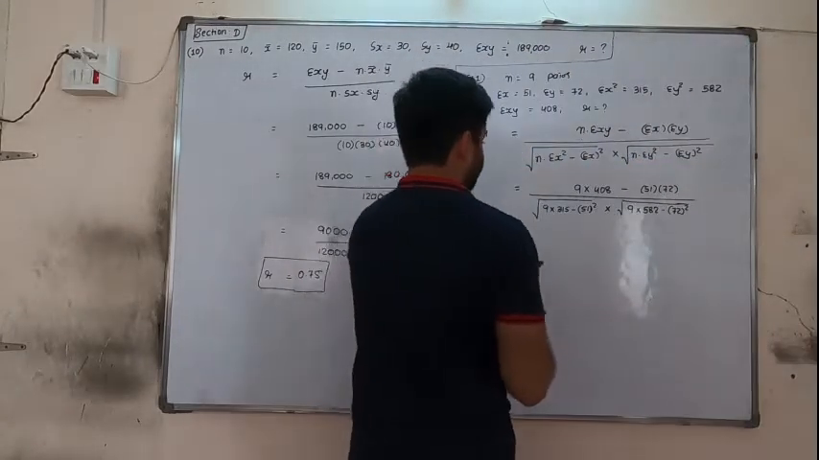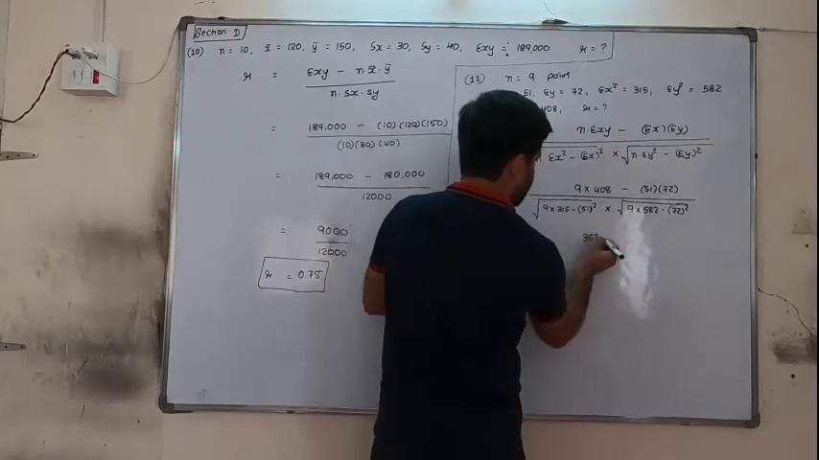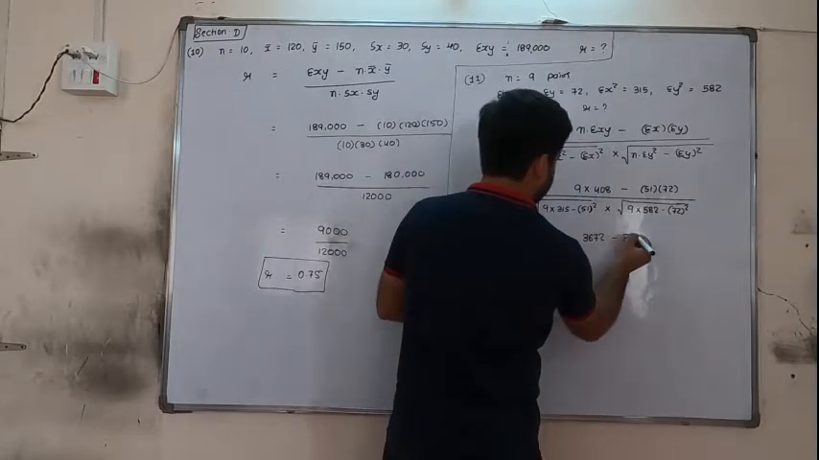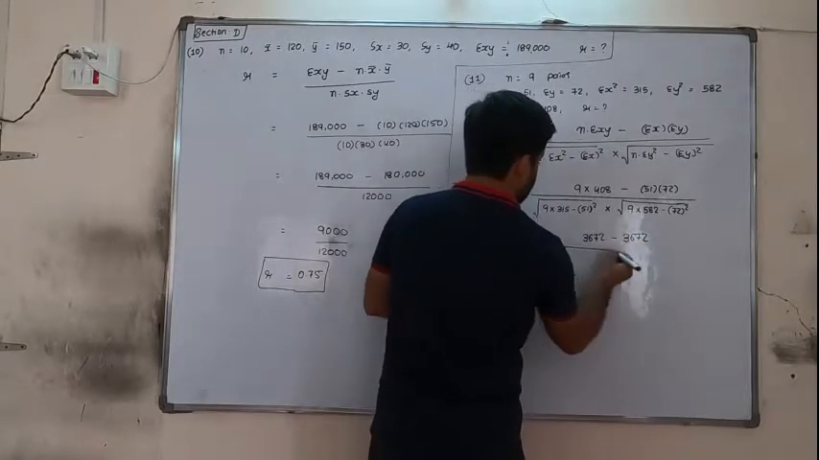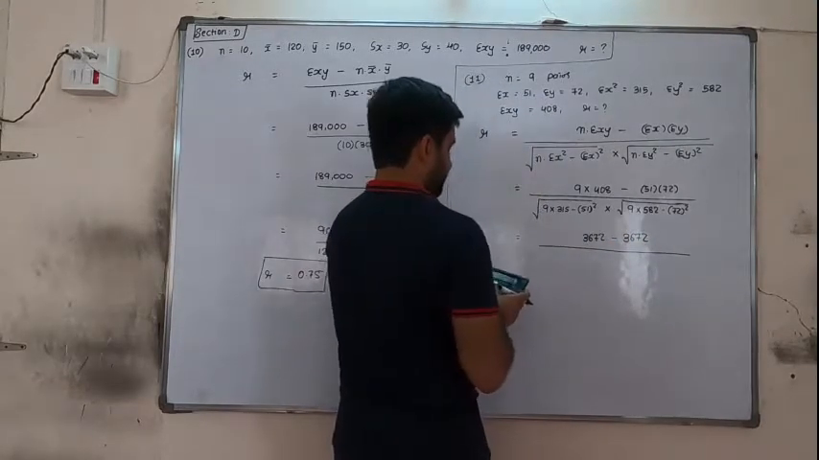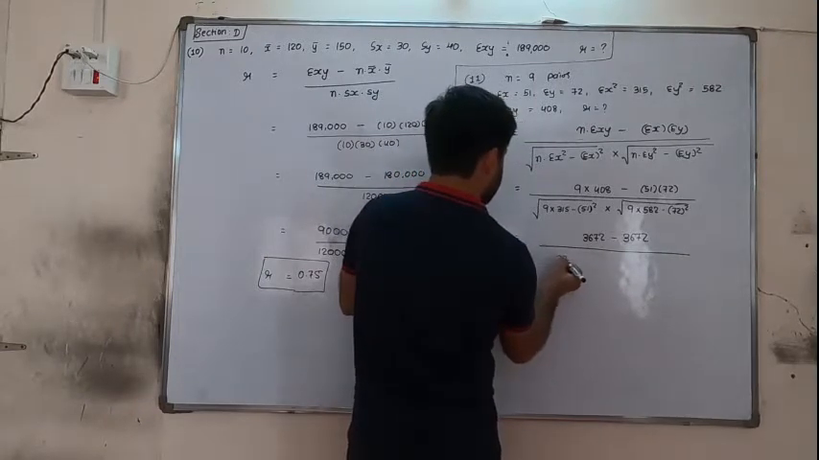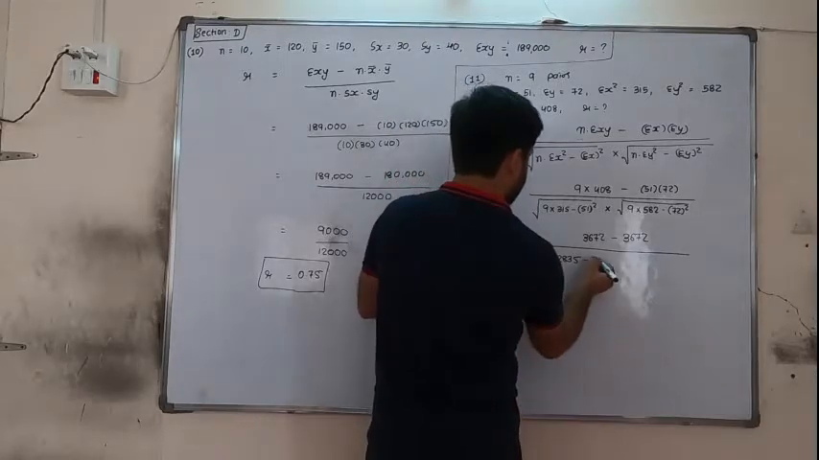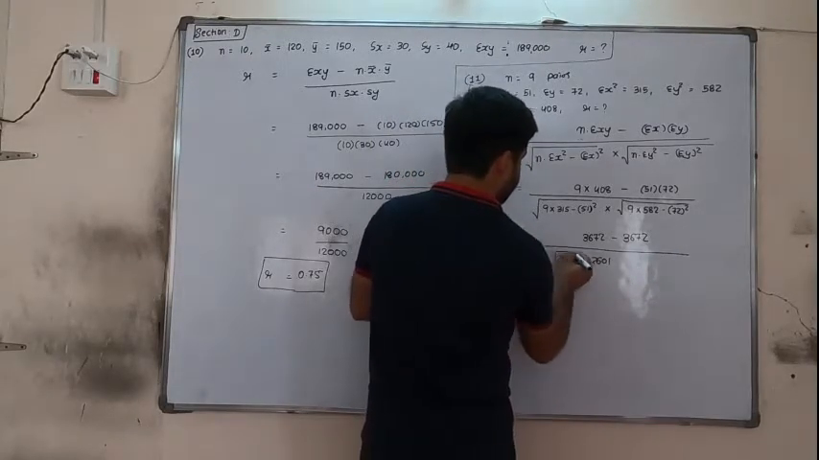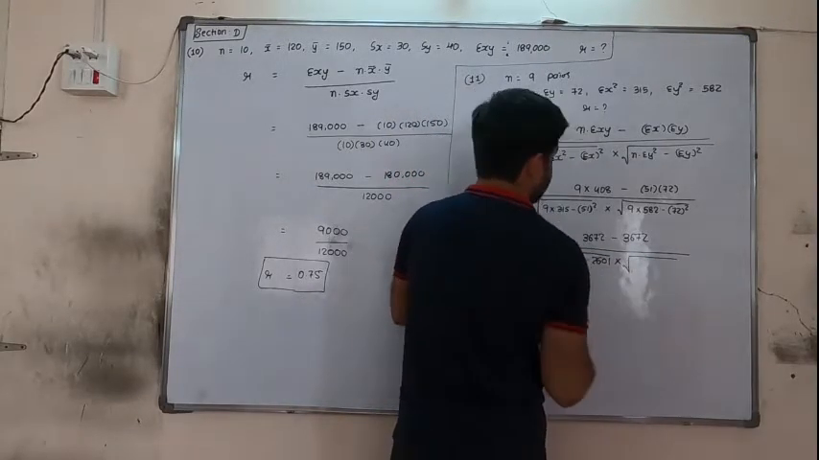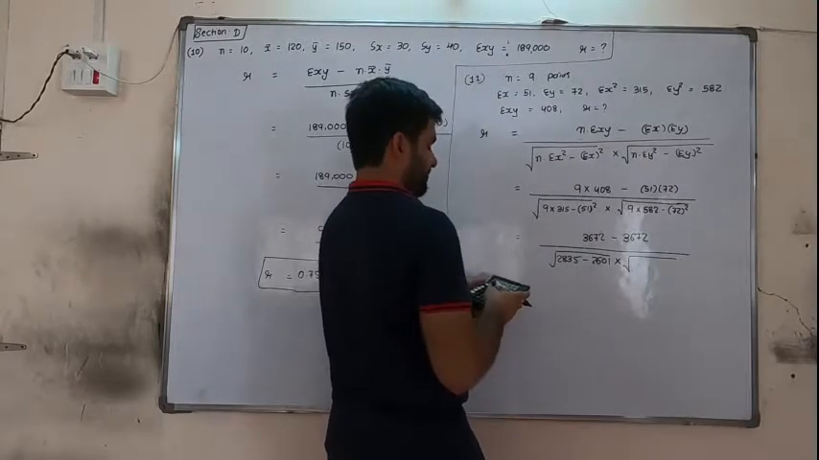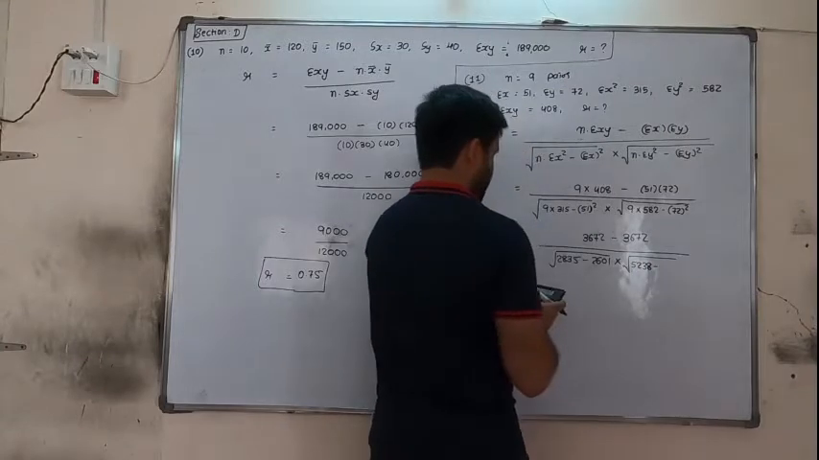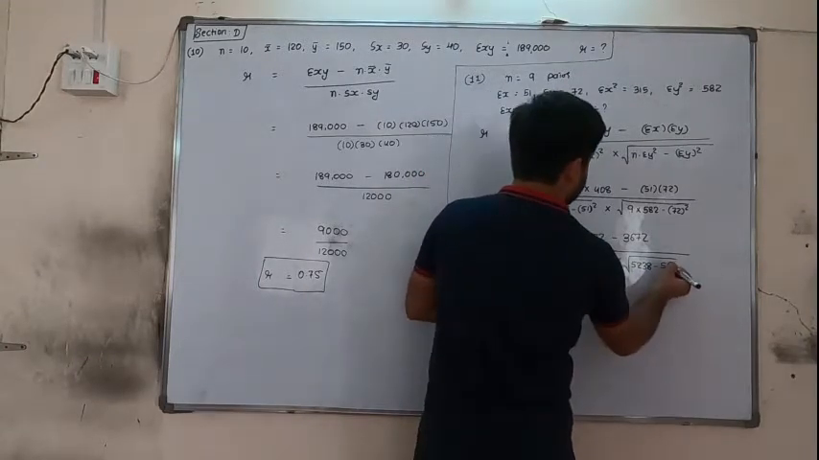408 into 9, 3672. 51 into 70, also 3672. Divided by 315 into 9. 2835 minus 51 square, 2601. Multiply 582 into 9, 5238 minus 72 square, 5184.